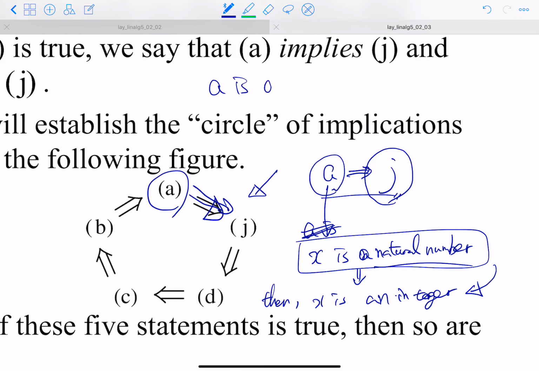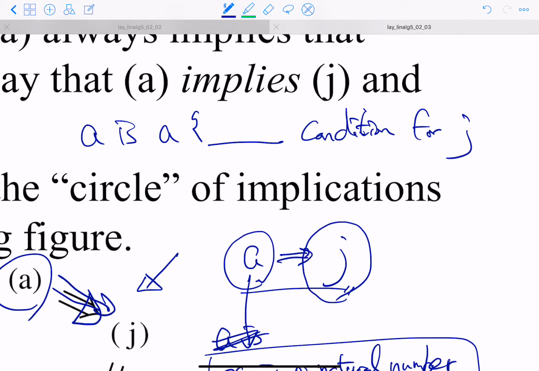A is a condition for J. I'm going to make it a multiple choice problem. Necessary or sufficient? Which one is true in this case? Sufficient, right? So here the answer is sufficient.